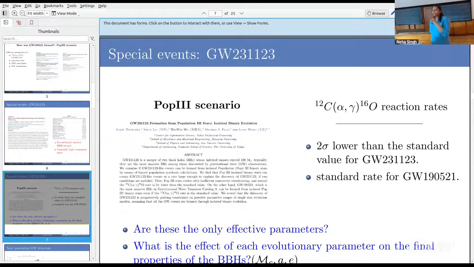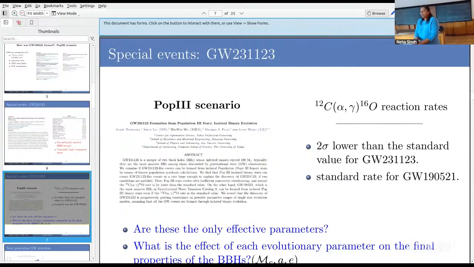The problem is, and they stated it clearly in their paper, that when they tried to form the binary 1905-21, they used the standard reaction rate for the carbon-oxygen nuclear reaction. But when they tried to form a binary which represented 231123, they had to lower this rate by 2 sigma. So they pointed out this issue that you can form such a binary with POP3 stars, but you don't know exactly how you can form it.